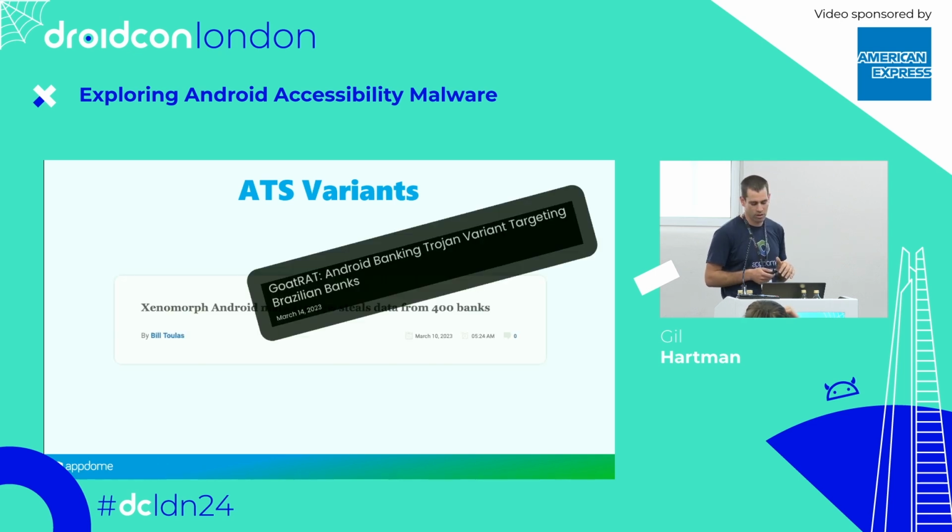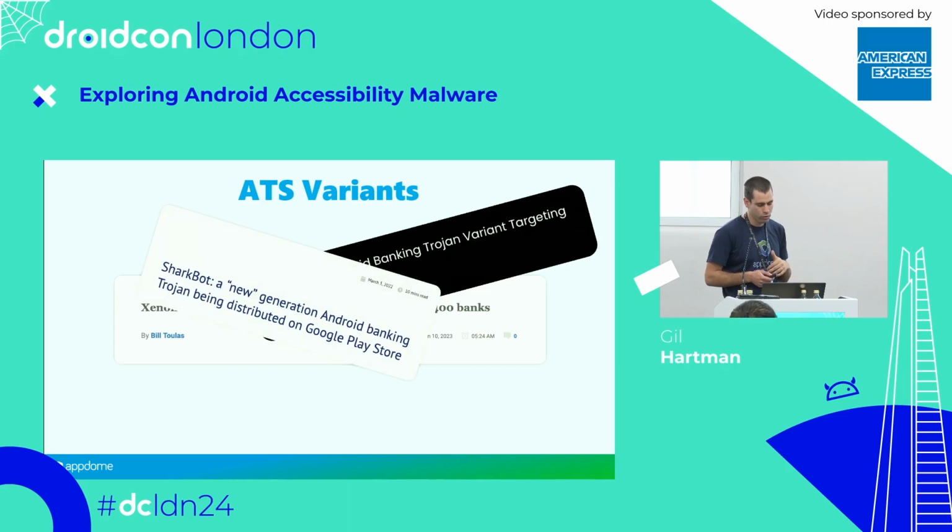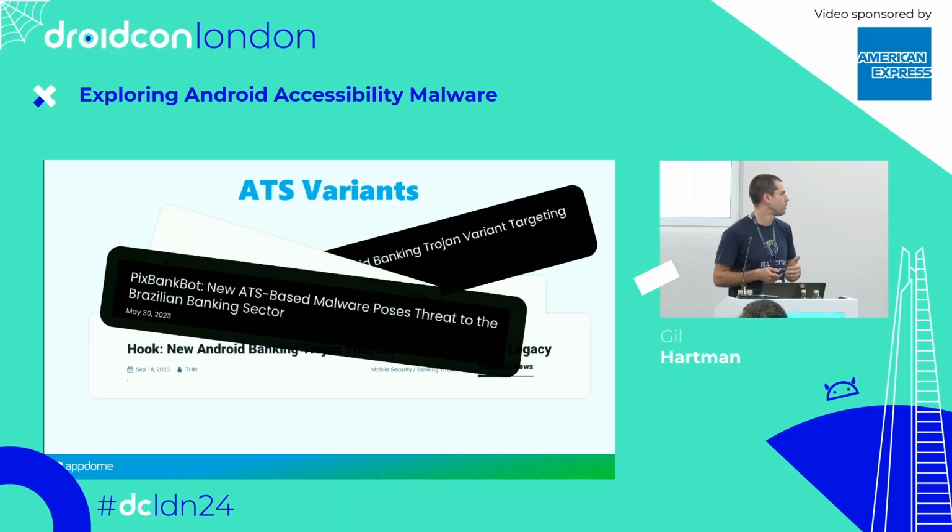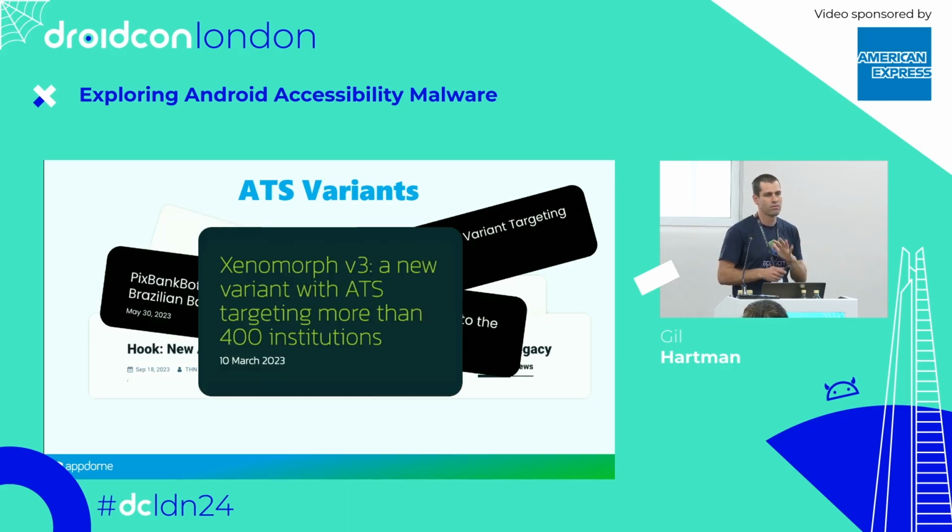We have Xenomorph, we have Flubot, Sharkbot, Pixabot. We have like, I don't know, 7, 8, 10 different variants of this, each of them specifically targeting applications. You have to go and understand the flow of the app, mimic the app, understand exactly what you're doing, but they keep just adding to it, and we've seen over 500, 600 different apps being attacked, and tens of thousands of users being affected by this.